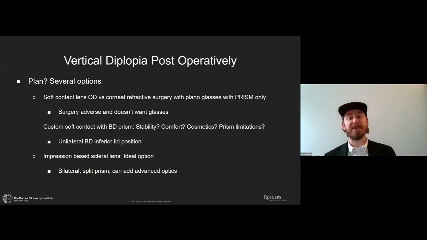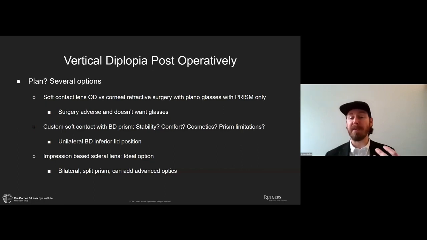Patient surgery adverse, he doesn't want glasses. Well, what about if we did custom soft lenses? We know that we can get base down prism in custom soft lenses. Well, there become some problems there. Stability of a soft lens, especially with an extra thick, heavy amount of prism in the lens, is going to be poor. The stability is going to be rocking around.